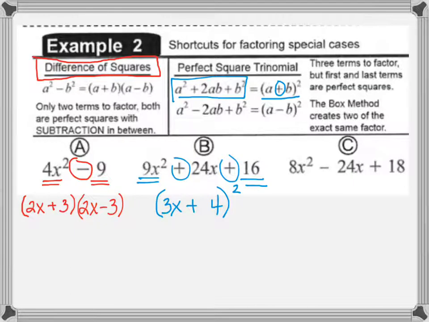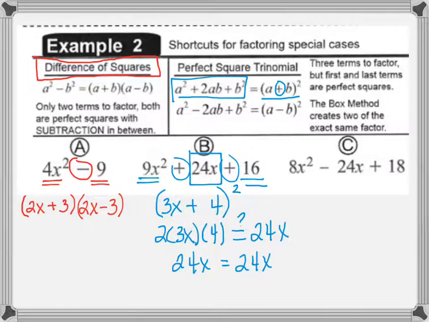To test that this works without completely expanding out what we factored, we do need to check whether this middle term is equal to 2 times the first term times the last term. So 2 times 3x times 4, does that equal 24x? Well, if I multiply out 2 times 3x times 4, I do get 24x. They equal, so this indeed was the proper factoring, and this was a perfect square trinomial.